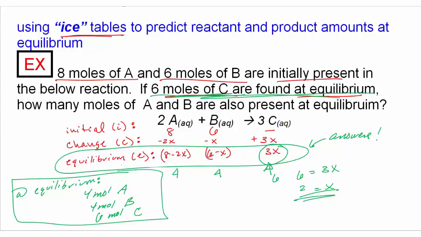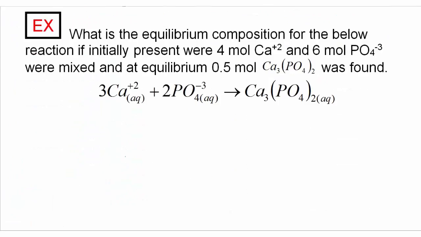Okay. Let's try this again. What is the equilibrium composition? So they're asking for what are the amounts at equilibrium. That always means do ice. Make an ice table. Whether it's a mole table or a concentration table, make an ice table. Okay. Now they say, so we just as well start, set it up.